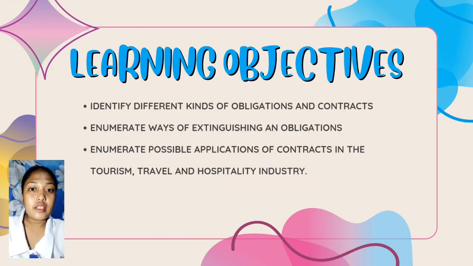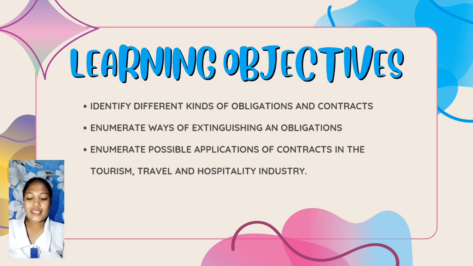But before I proceed, let us hear first my objectives. My objectives are to identify the different kinds of obligations and contracts, enumerate the ways of distinguishing an obligation, and enumerate possible applications of contracts in the tourism and hospitality industry.